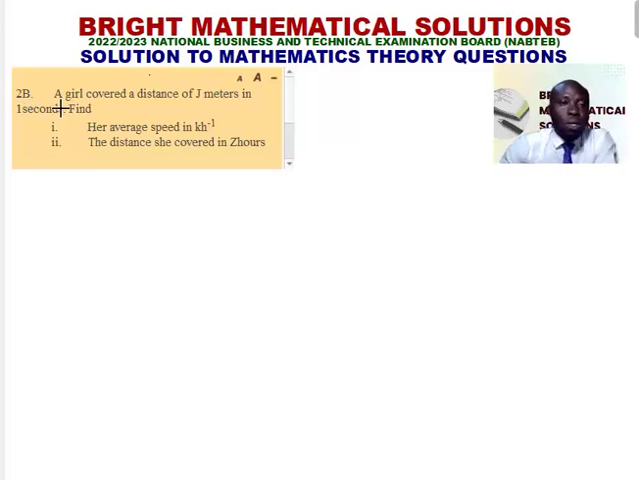Now, the question says a girl covers a distance of J meters in 1 second. Find her average speed in kilometers per hour, and the distance she covered in Z hours.